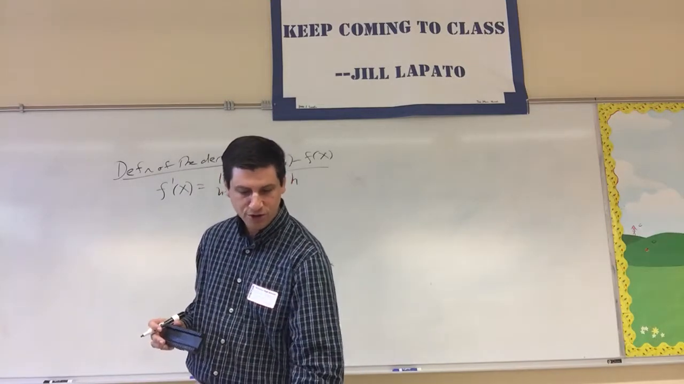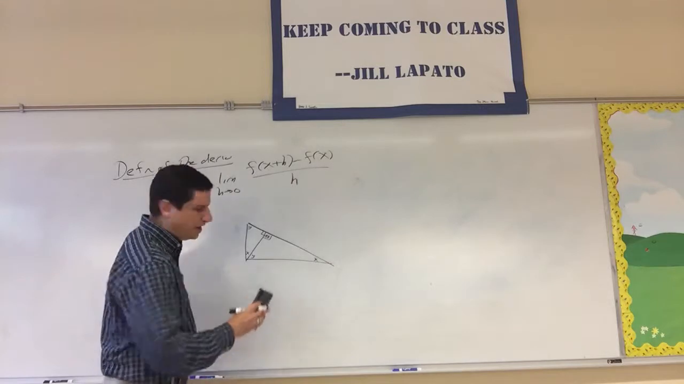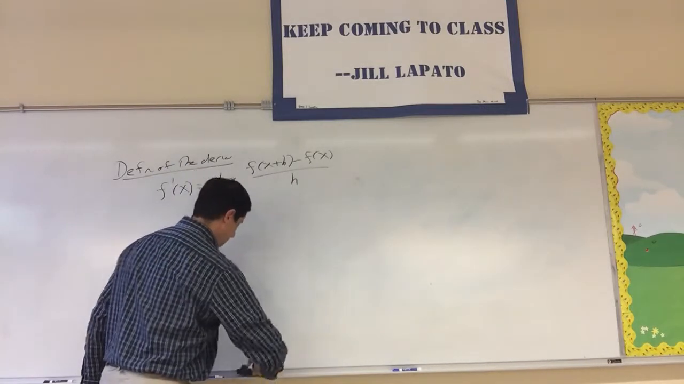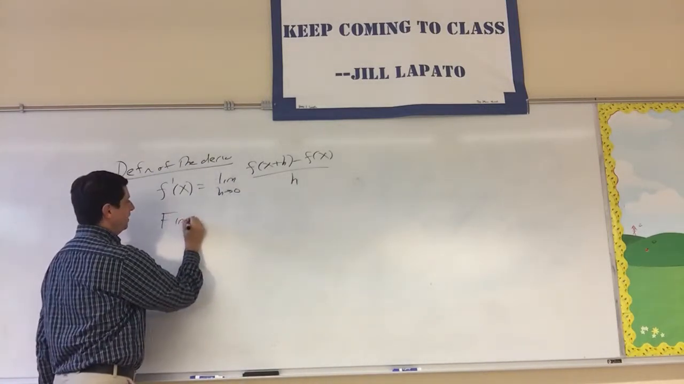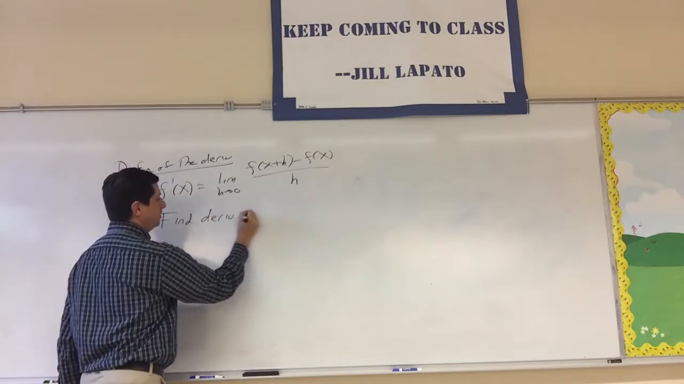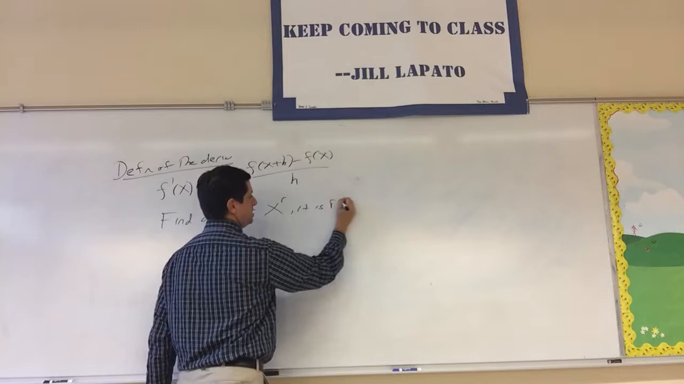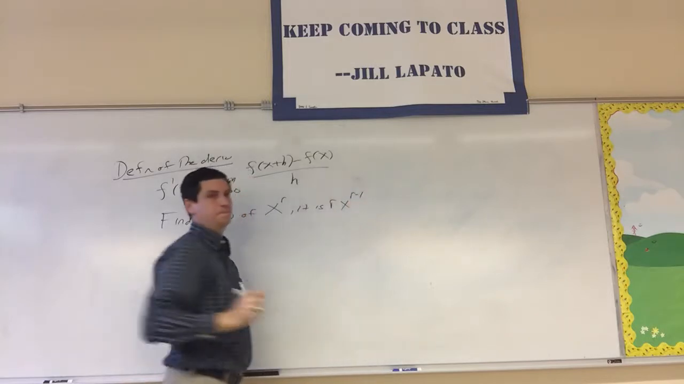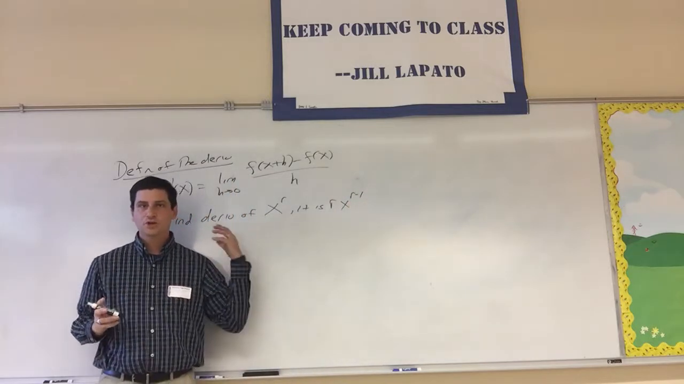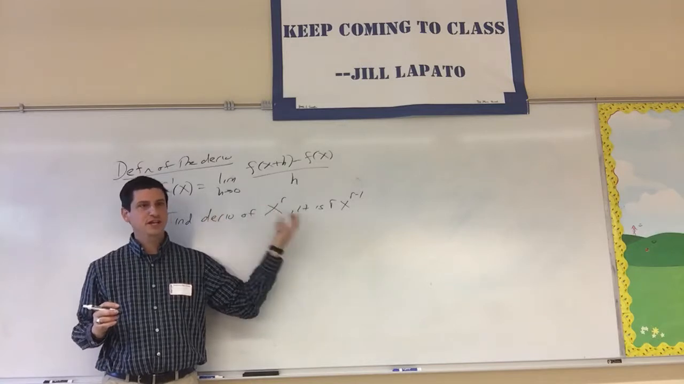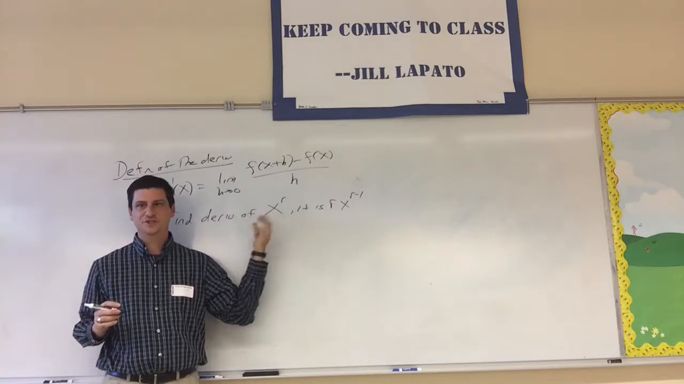Okay, so we know how to use the rules of differentiation. I'm not going to go through that. Let's talk about derivatives. So let's find the derivative of x to the r. It is r x to the r minus 1. So when you prove this in your classes, how do you prove this?